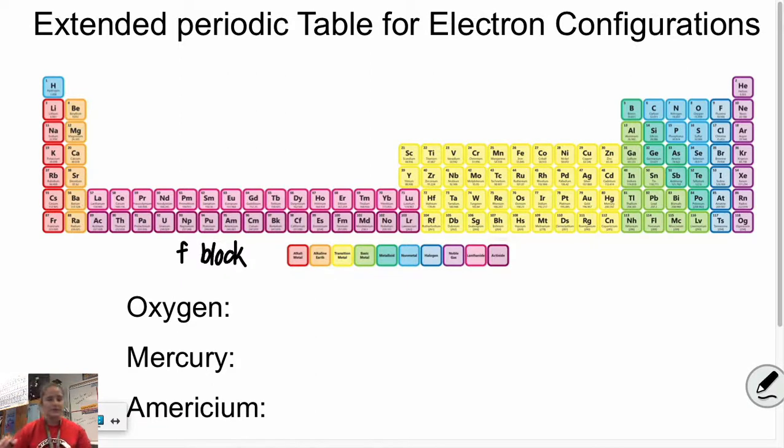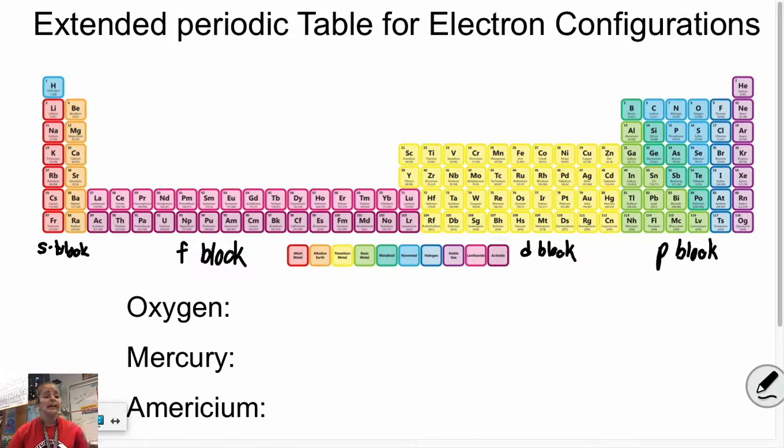Again, those are the ones that are typically below the periodic table. The D block are typically referred to as the transition metals. The first two columns, that's our S block. And the last six columns are our P block.